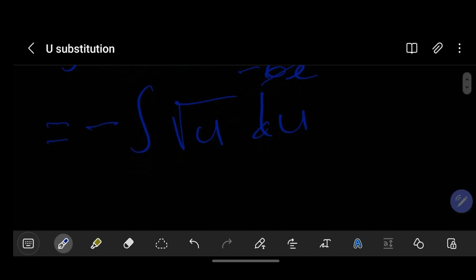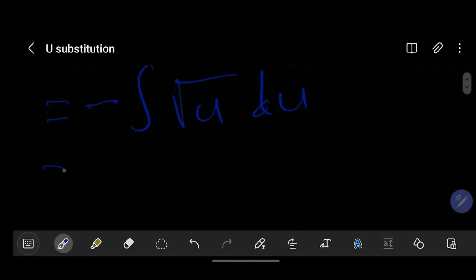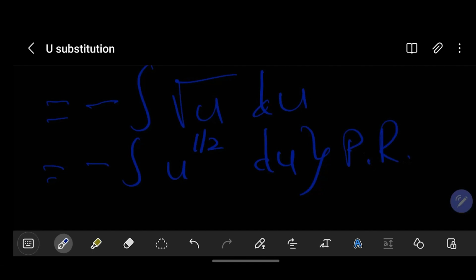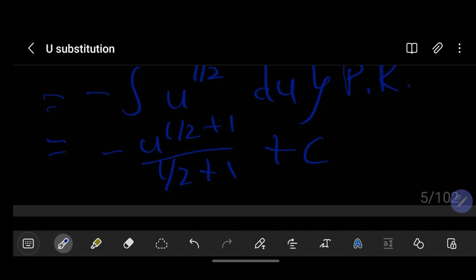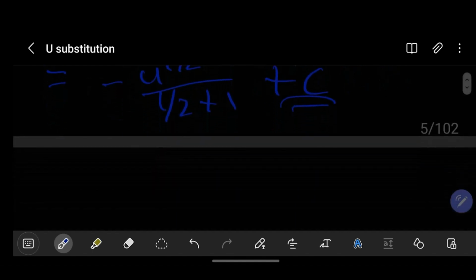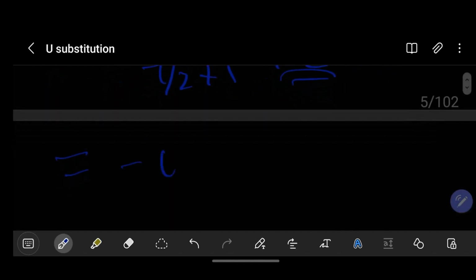So what do we do at this step? Like I discussed in the integral video, we can rewrite this as minus the integral of u raised to the half du. And now this is familiar, this is the power rule. So this is now equal to minus u to the half plus 1 all over a half plus 1, plus c. Don't forget the c. And that's now equal to minus u to the 3 over 2 all over 3 over 2, plus c.